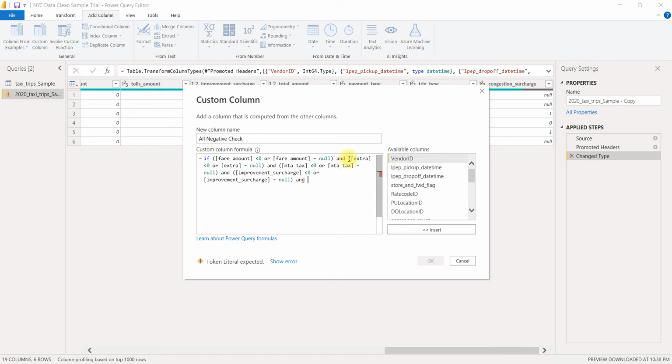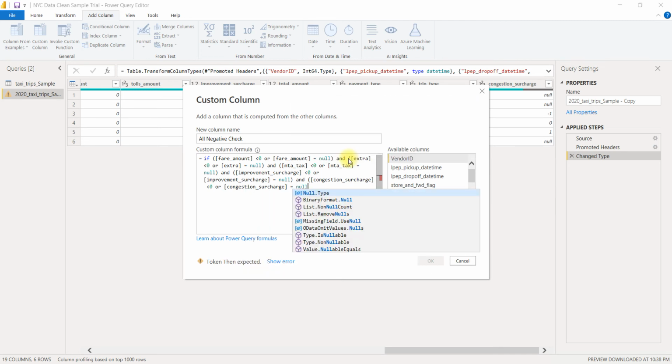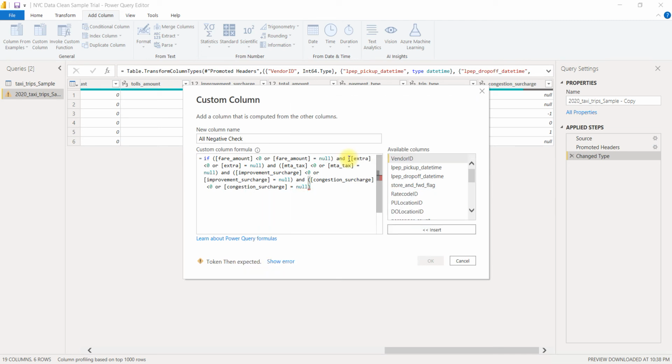congestion surcharge. I think this was the one that had the issue. Congestion surcharge is less than zero, or congestion surcharge equal to null. Close brackets. Then all negative. Else okay. So, fingers crossed this works.